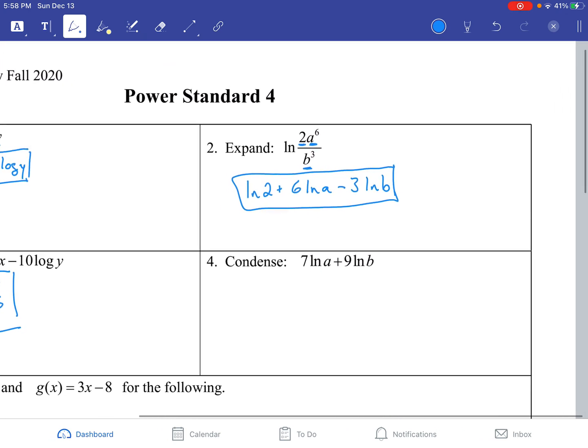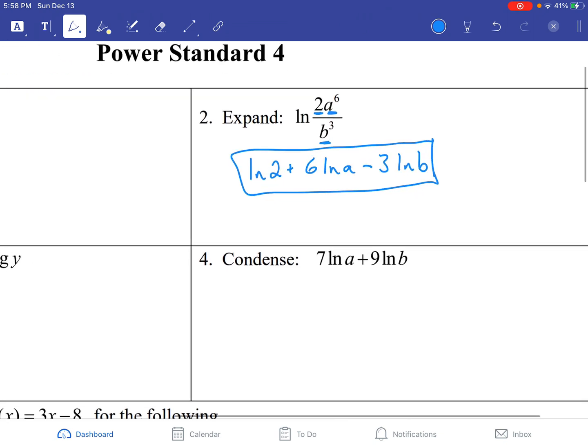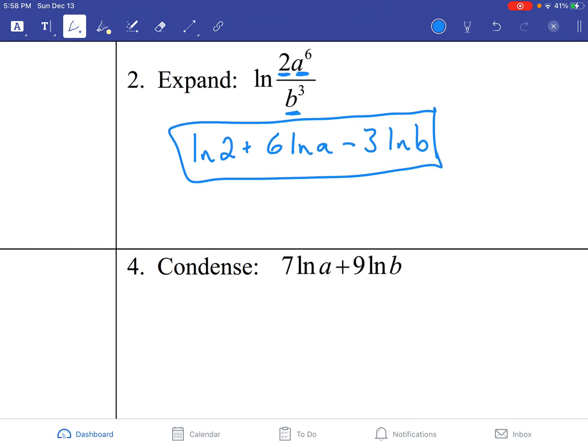And number 4, again, same type of thing, but now we have a plus between them, so we're going to be multiplying the two logs. So we got natural log of a to the 7th and b to the 9th.